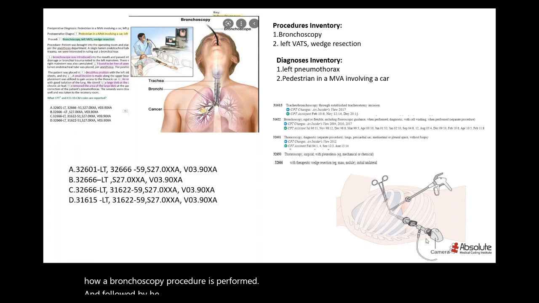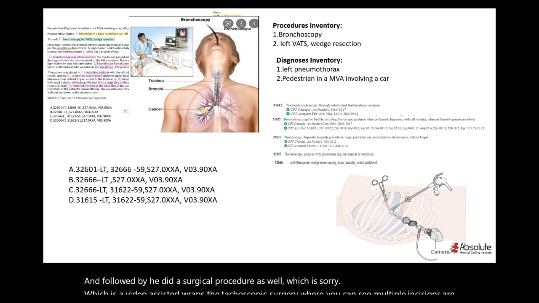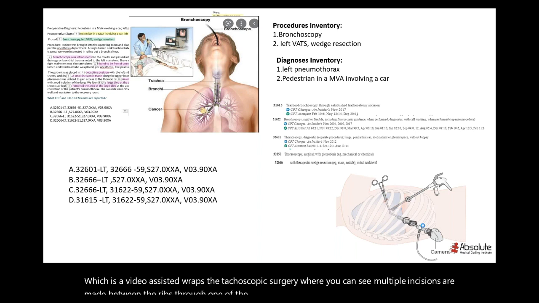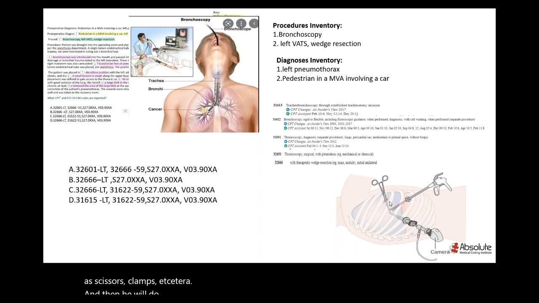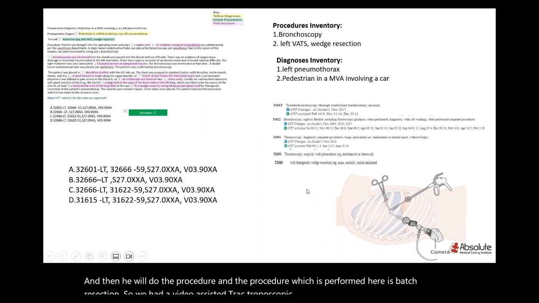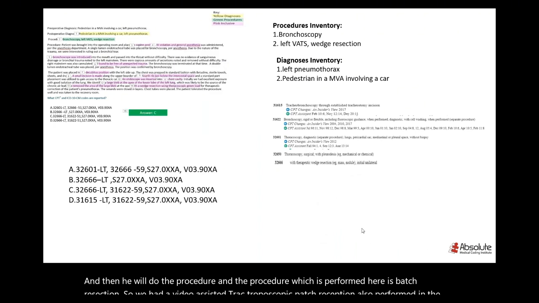Followed by that, he did a surgical procedure as well, which is a video assisted thoracoscopic surgery, where you can see multiple incisions are made between the ribs. Through one of the incisions, he will use a camera in order to see what's happening inside, and through other incisions he can insert the surgical equipment such as scissors, clamps, etc. And then he will do the procedure, and the procedure which is performed here is wedge resection. So we had a video assisted thoracoscopic wedge resection also performed in the scenario. I hope the procedure which was performed is clear for all.